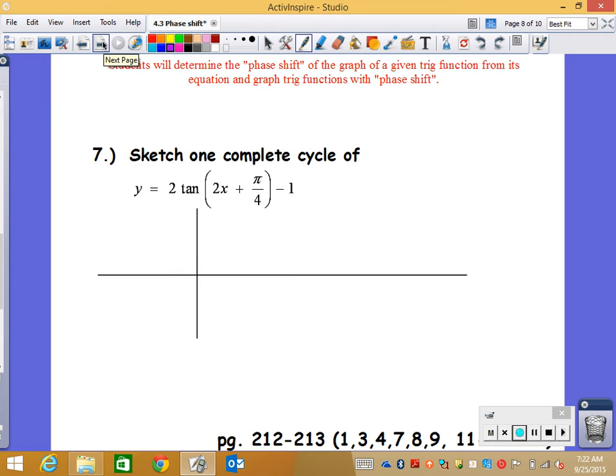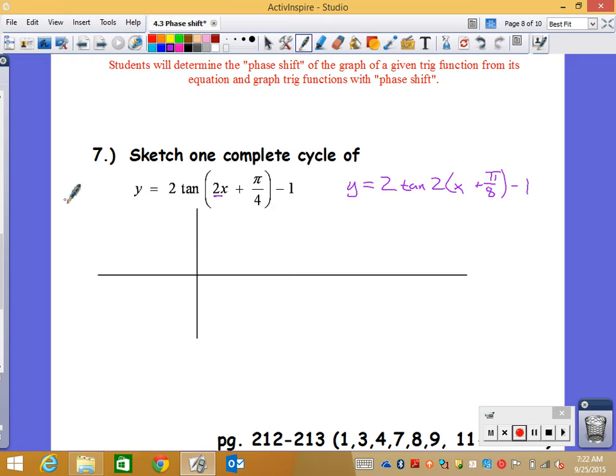Let's do one more. Very fun one. 2 times the tangent of 2x plus pi over 4 minus 1. Again, you notice right away, hey, I don't have a naked x, so I've got to factor out a 2. We're going to go a little faster through this one. X multiplied by 1/2, I get plus pi over 8. And then I have a vertical shift of negative 1.